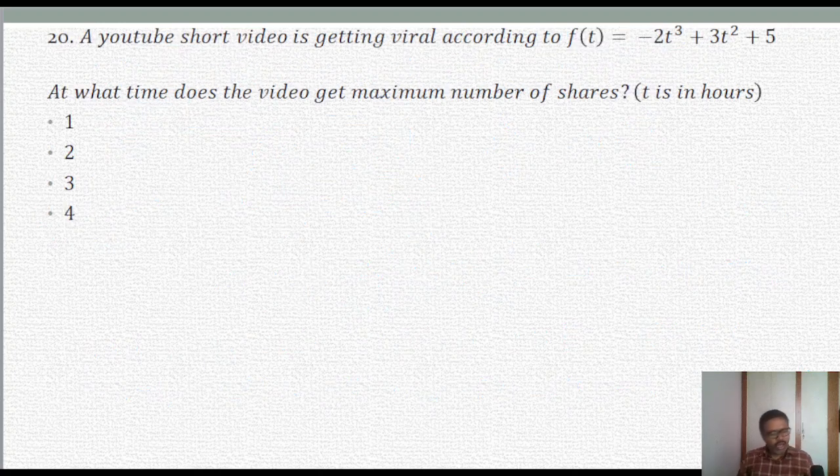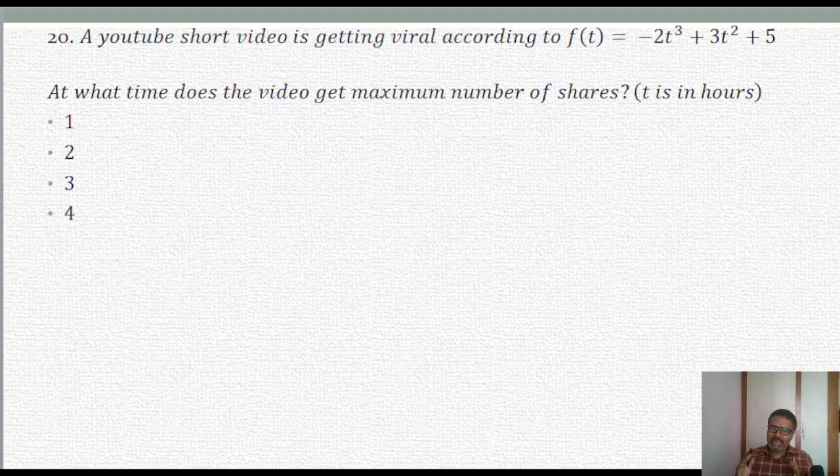Let us go with the last question in this part 1. Again, it is a question on application of derivatives. A YouTube short video is getting viral according to a function f of t is equal to minus 2t cube plus 3t square plus 5. At what time does the video get the maximum number of shares? t is in hours, time is given in hours.